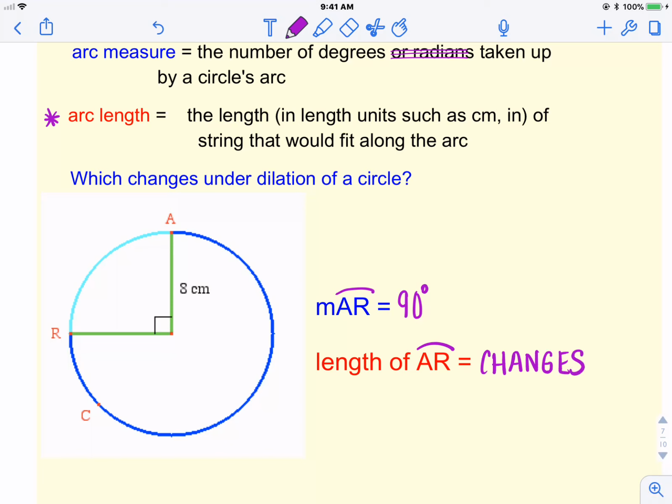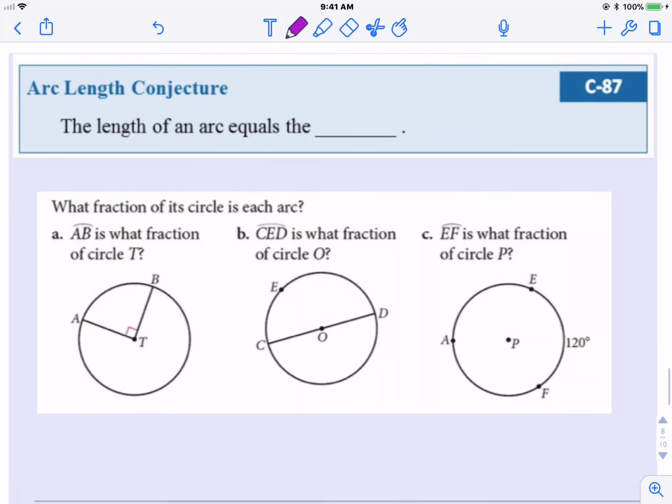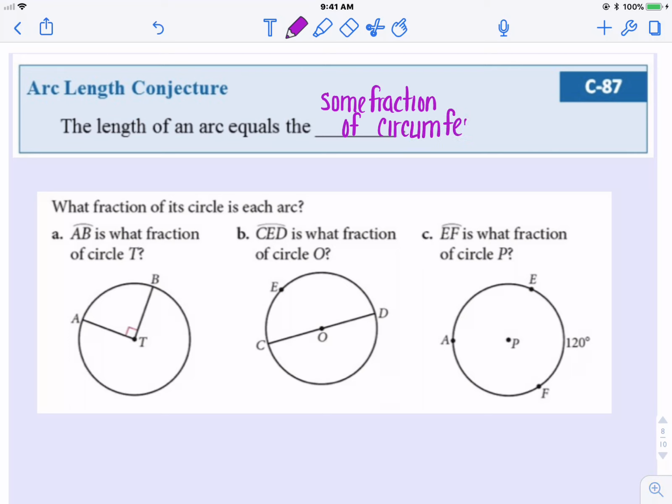This is why the clock in my room will still travel the same number of degrees for that minute hand in 24 hours, but it won't travel the exact same distance or length along the arcs. So arc length: the length of an arc is part of the circumference. So the length of the arc equals, and at first we're just going to say some fraction of the circumference, and then we're going to put more formulaic ideas to it.